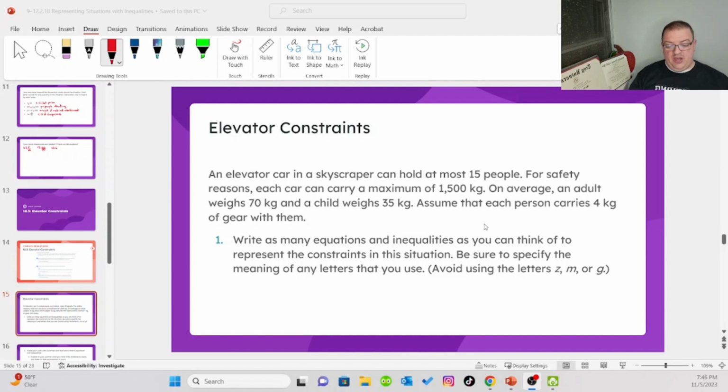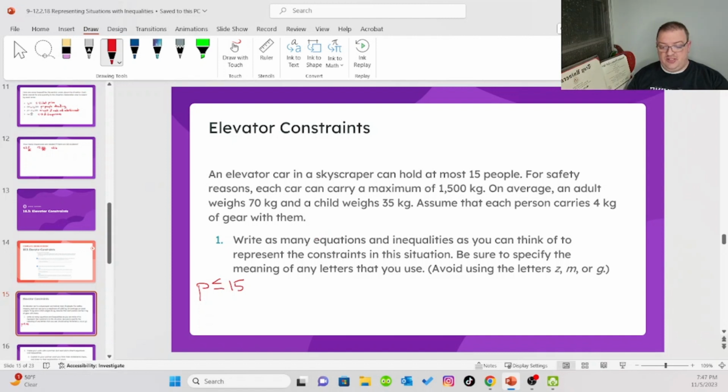So when we want to write as many equations and inequalities as we can think of, let's look at our information. An elevator car in a skyscraper can hold at most 15 people. So we could say that P is less than or equal to 15. The number of people in the elevator car can be 15. It can be less than 15, but it cannot be more.